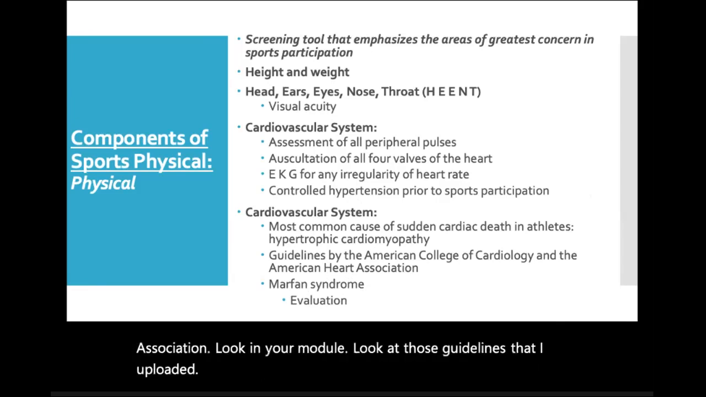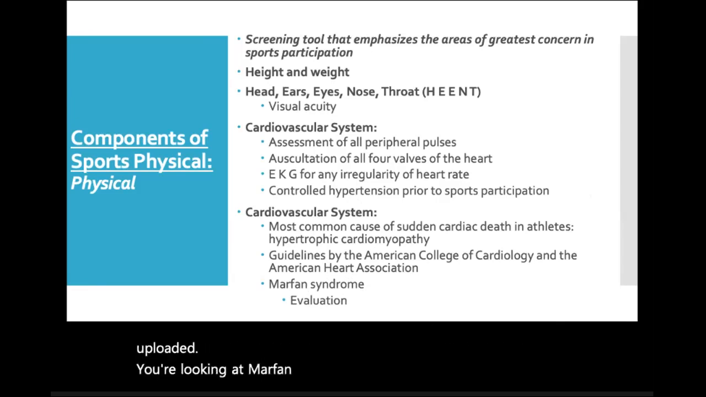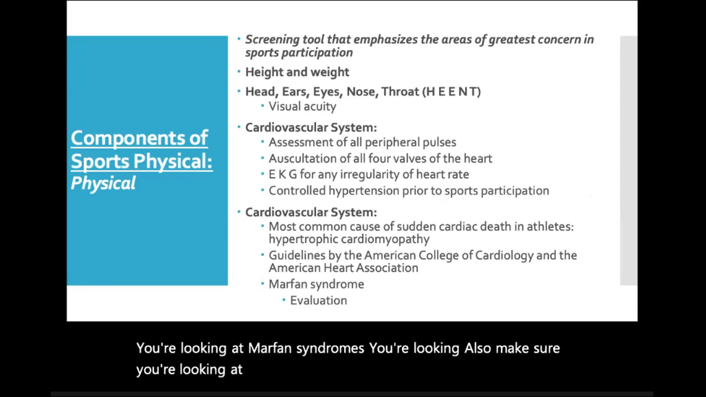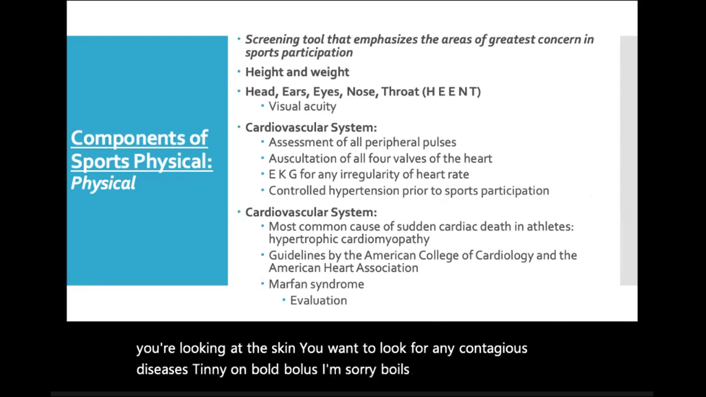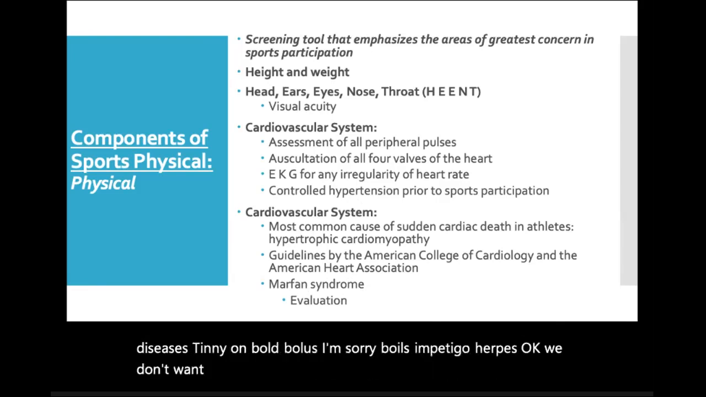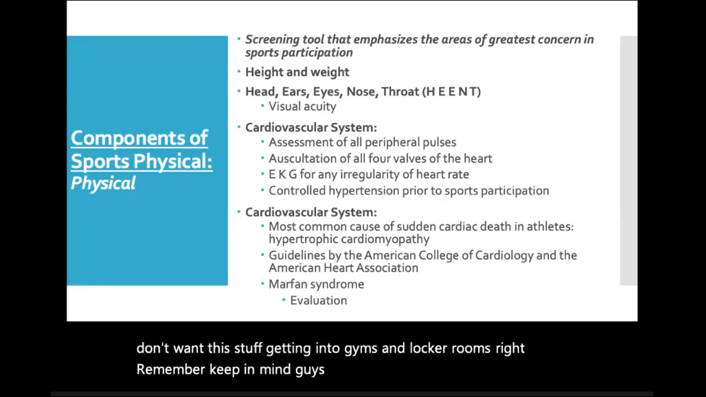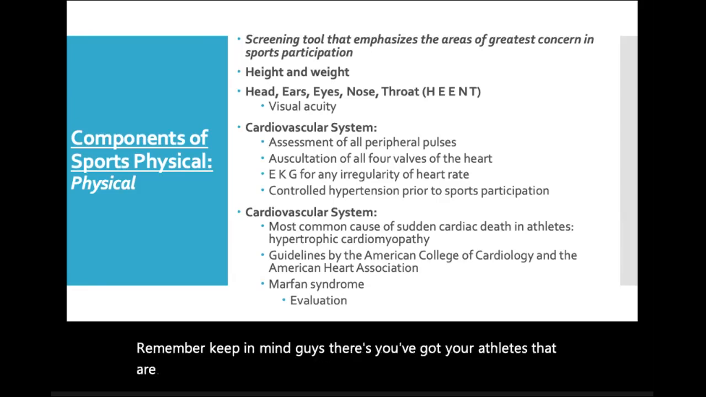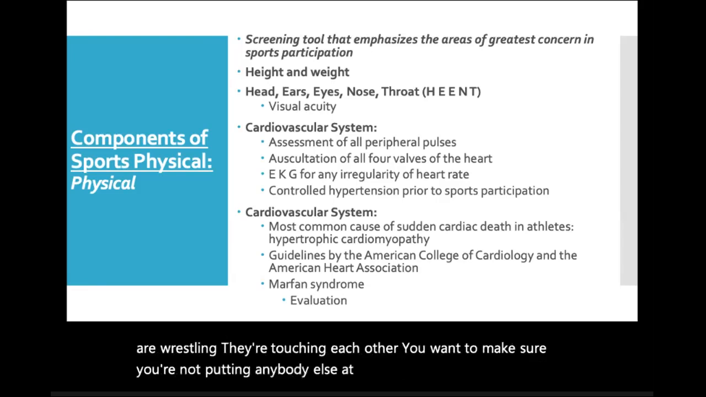You're looking at Marfan syndromes. Also make sure you're looking at the skin. You want to look for any contagious diseases: tinea, boils, impetigo, herpes. Okay, we don't want this stuff getting into gyms and locker rooms, right? Keep in mind, guys, you've got athletes that are wrestling, they're touching each other. You want to make sure you're not putting anybody else at risk for any kind of infectious thing.